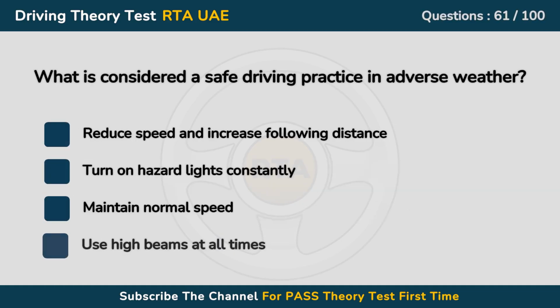Question 61. What is considered a safe driving practice in adverse weather? A. Reduce speed and increase following distance. B. Turn on hazard lights constantly. C. Maintain normal speed. D. Use high beams at all times.